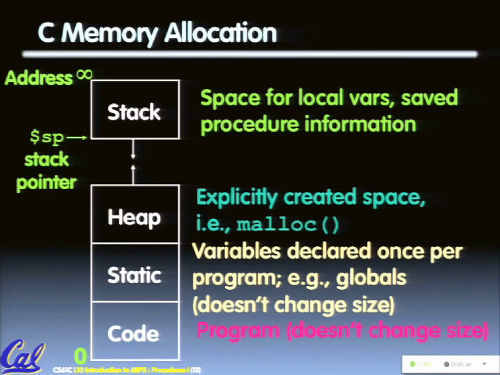4 gigs for each program. You say, wait, I have 100 programs running for 400 gigs. I didn't know I had 400. Hey, I got 400 gigs. Wait, I only have a gig of RAM. How's that working? We'll explain how that whole thing works later. But that's a great abstraction.